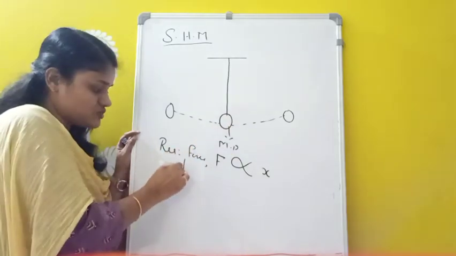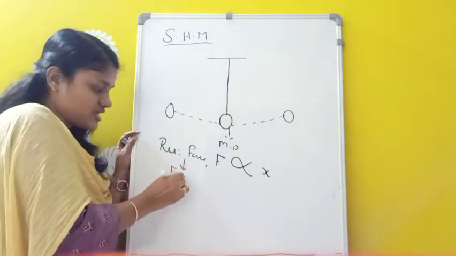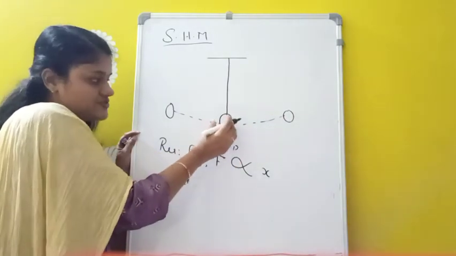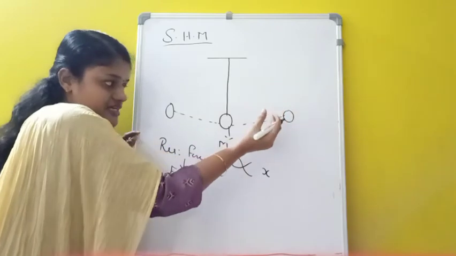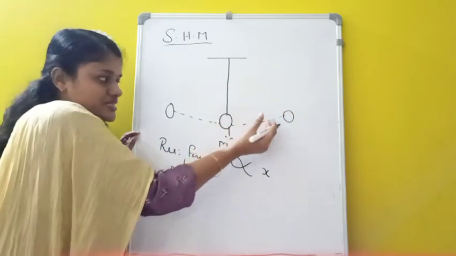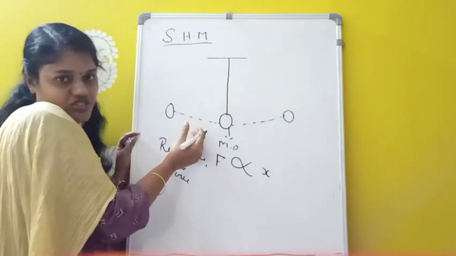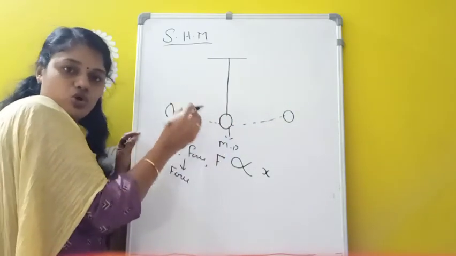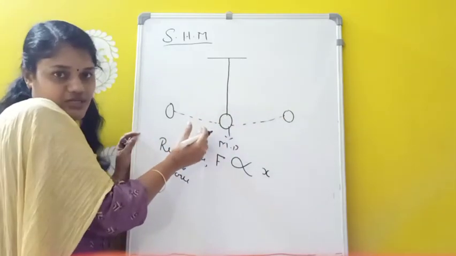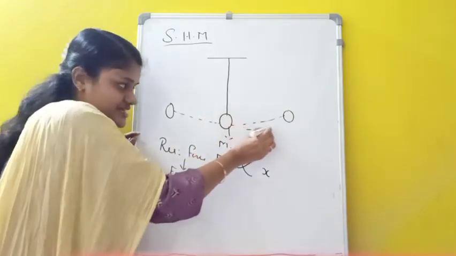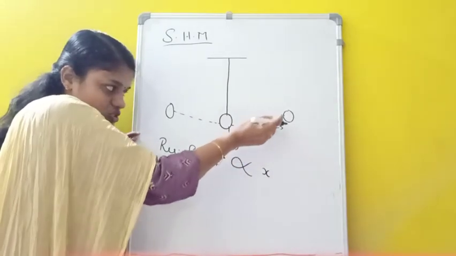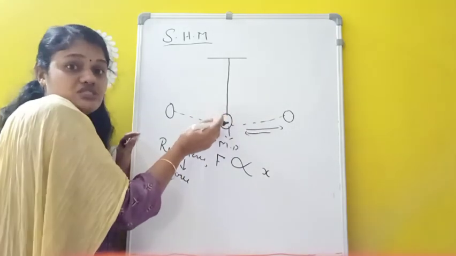So restoring force means the force which tries to bring the body back to the original position. Suppose when this body reaches here, this restoring force will be acting towards the mean position. So it tries to bring this body back to the mean position. So this restoring force always tries to bring the body back to its original position. Suppose when the body is moving in this direction, what about restoring force? It is acting in the opposite direction, trying to bring the body back to its original position.